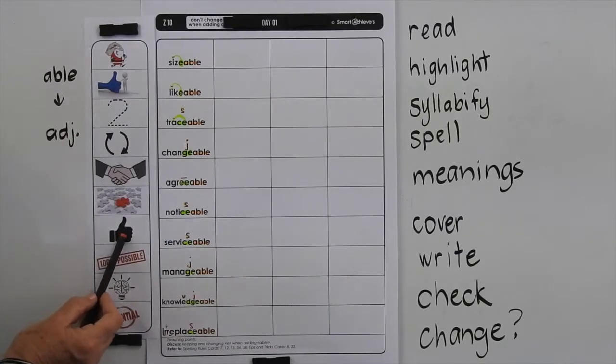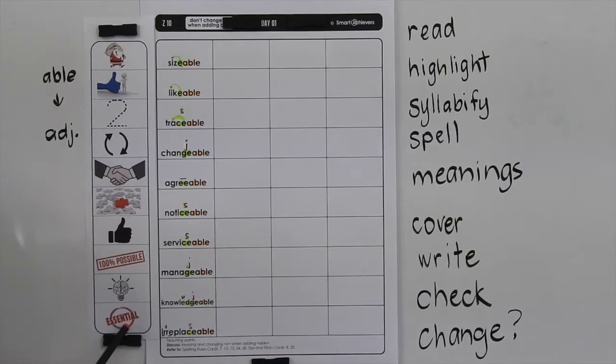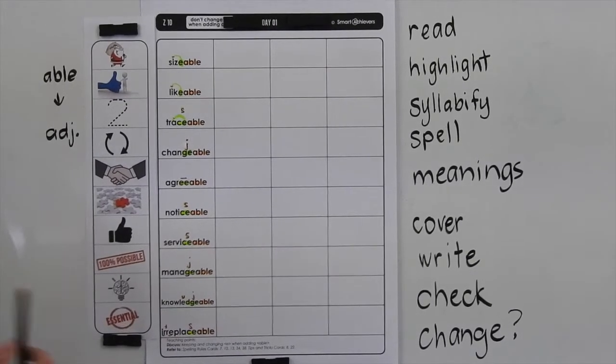Serviceable means usable, fulfilling its function, and it's in working order. Manageable means to control without difficulty. Knowledgeable, of course, means intelligent or well-informed. And irreplaceable means impossible to replace if lost or broken.